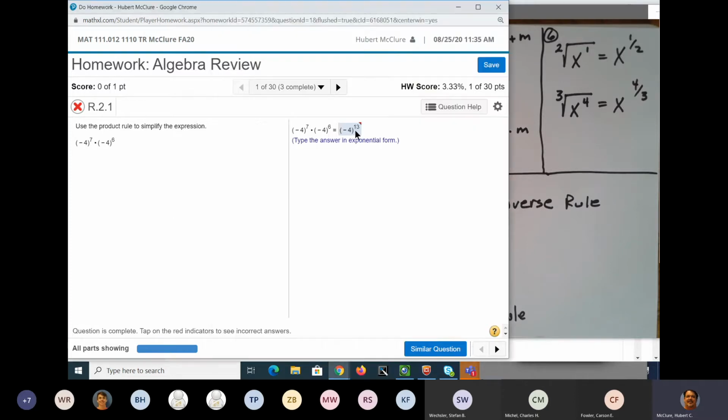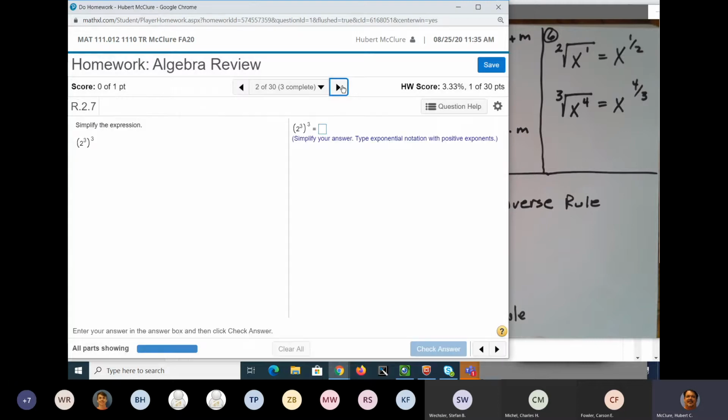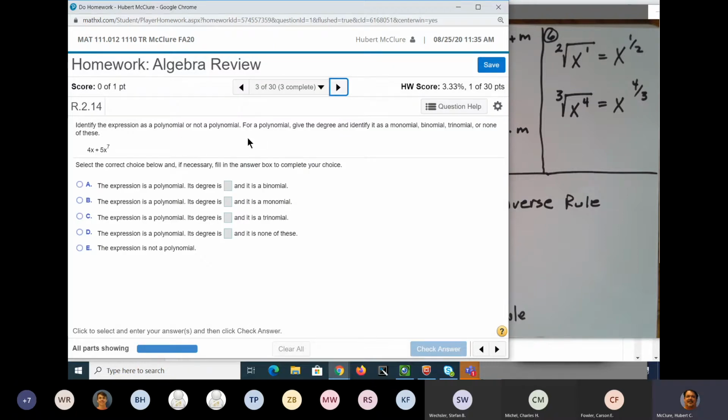There's your -4 to the 13th power. There you go. Okay, so I'm going to skip. Let's see what the next one says. That's 2 to the 9th. Okay, I'm not going to get into this. This is a polynomial, but I'm not going to get into describing. It's a mathematical sentence. It's got a plus or a minus in the middle of it, so it's a polynomial. Okay, it's a binomial. All right, I'm not going to worry too much about that one.